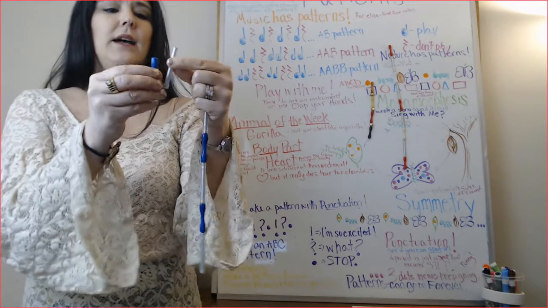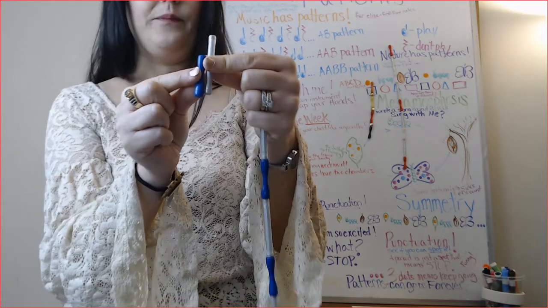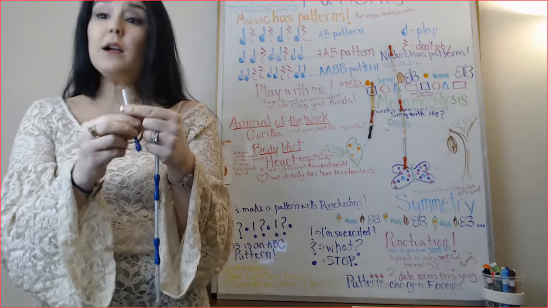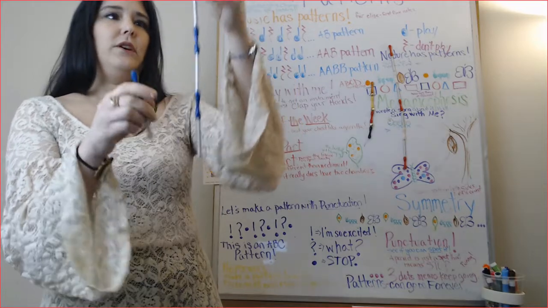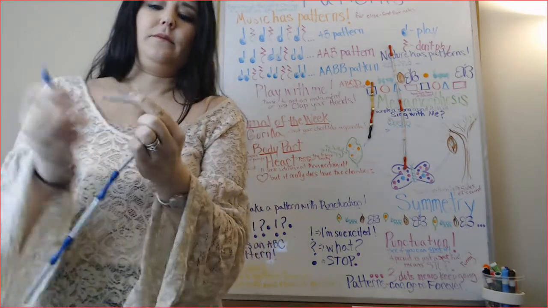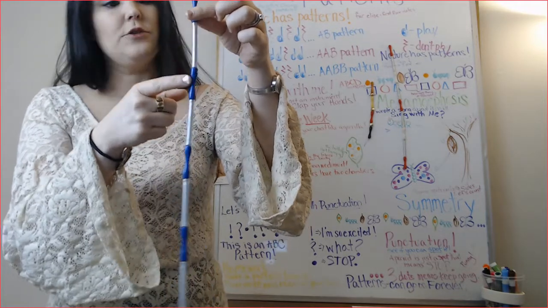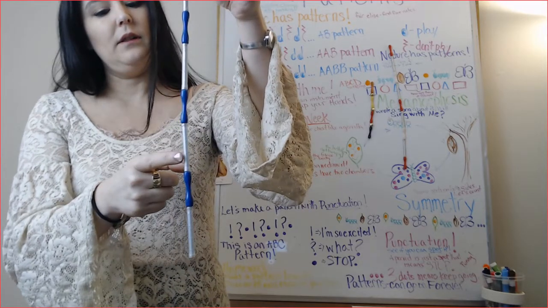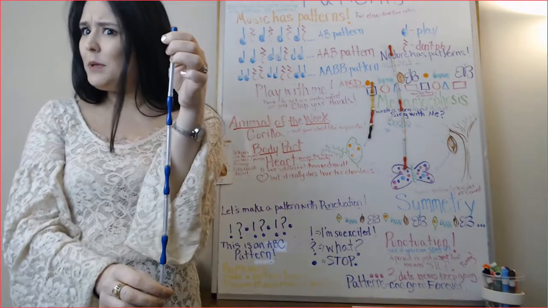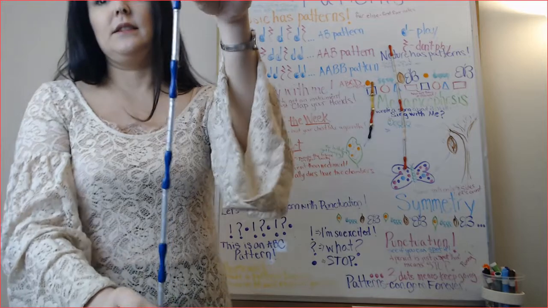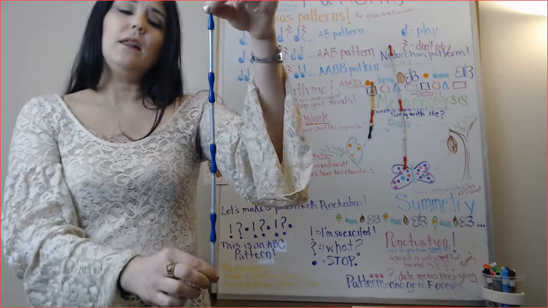But let's talk about it from another angle. Let's talk about it by size. Do you see how the silver is longer than the blue? Okay, so if we talk about it by size, we can say that it is short, long, short, long, short, long, short, long, right? Okay, so is that still an A-B pattern? Yes, it is. It is still an A-B pattern, whether we look at it by size or by color.